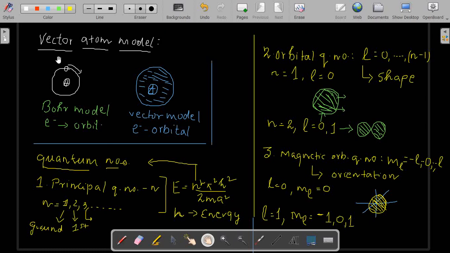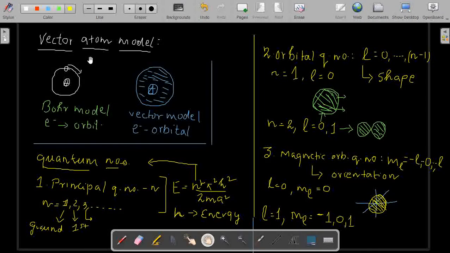Discuss about the vector atom model in this unit. But before we start, we should have some basic idea about quantum numbers. Now at the beginning, when the vector atom model came into the picture, before that there was the Bohr model. And as per the Bohr model, the electron will actually revolve around the nucleus in an orbit.